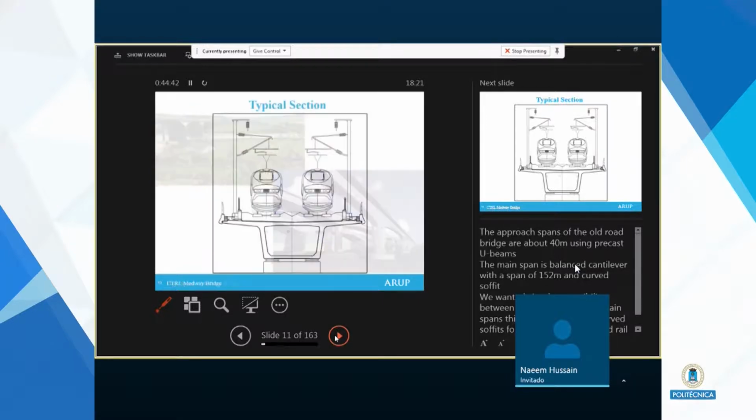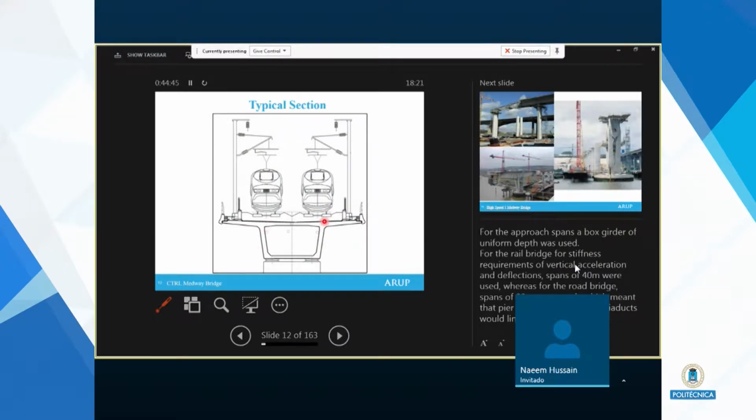And you can imagine that a railway bridge, a box girder is a good solution for a railway bridge because it's very stiff. You need to make sure that the deflections are kept within a reasonable limit and that you also take care of the vertical acceleration. Now the old road bridge had spans of 40 meter, which is actually good also for a railway bridge with a box girder. But what we could then do was that the road bridge could actually have spans of 80 meter. So the idea was that the columns of the new road bridge and the new rail bridge would align with the columns of the old road bridge.